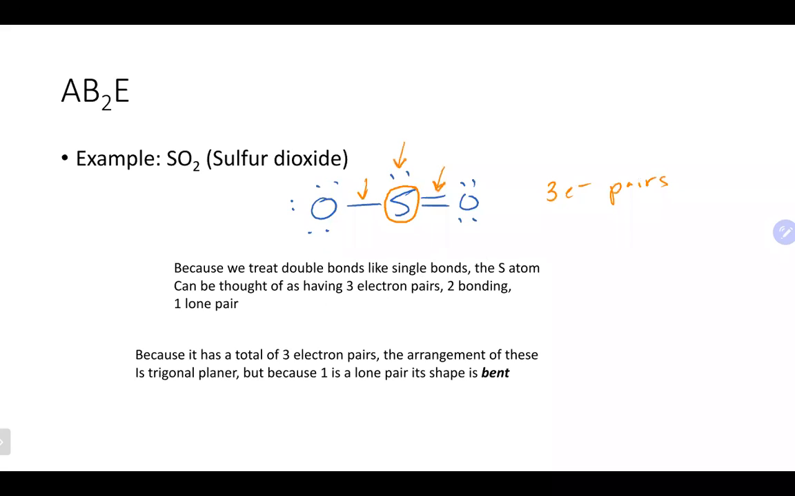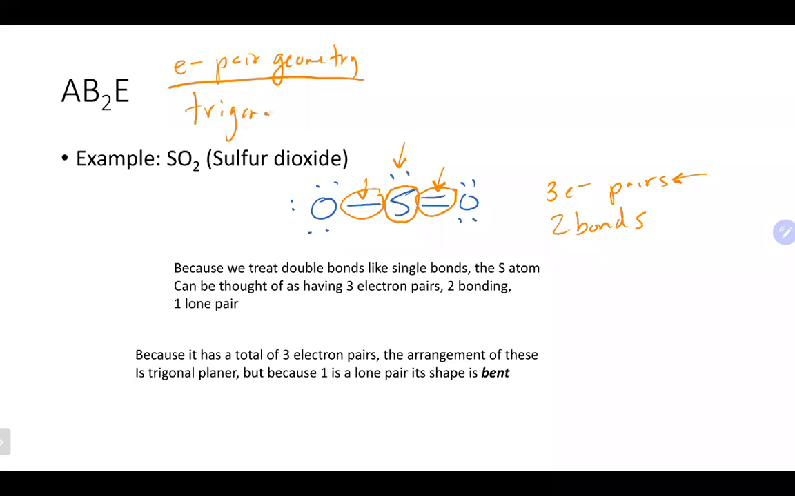In terms of bonds, it has 1. And again, the double bond only counts as 1 as well. So it has only 2 bonds. So that is basically what we're looking at in this situation. As I mentioned before, the number of electron pairs determines the electron pair geometry, and that name doesn't change. So as we saw earlier, the electron pair geometry for anything that has 3 electron pairs is still trigonal planar.